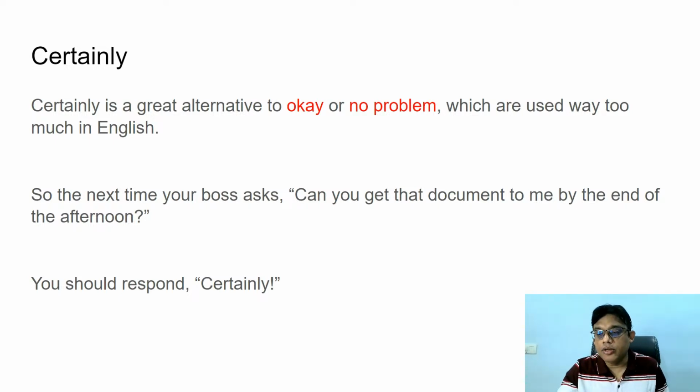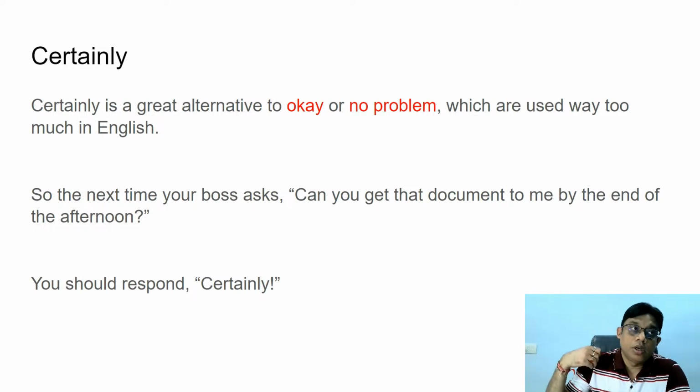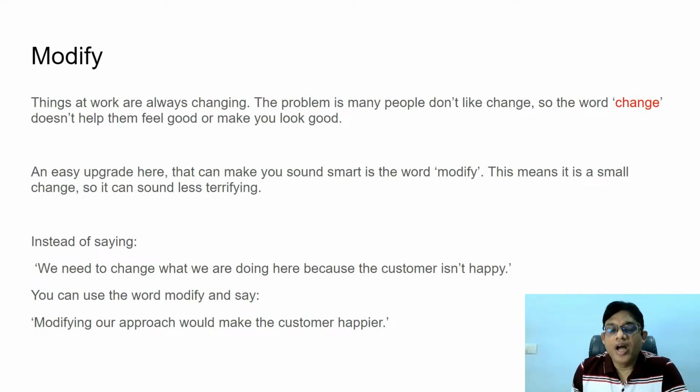Also make sure that you are using it while speaking. Certainly also means surely, no doubt about it. In this context also you can use it. Certainly, it will sound professional. Let's say you are in an office, instead of using okay or no problem, use this. The second one, modify.